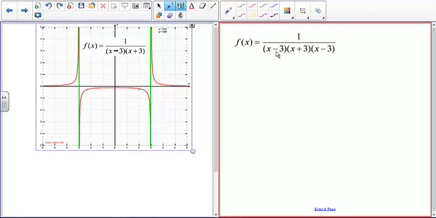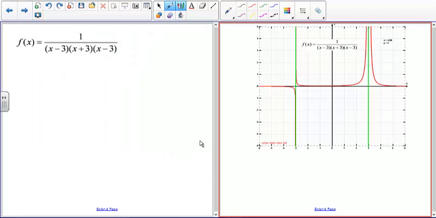And again, if you think about it, if these are all big positive numbers, then you're going to have positive times positive times positive. So this whole thing's going to be positive when you have a large positive x. We also, again, don't have any x-intercepts.